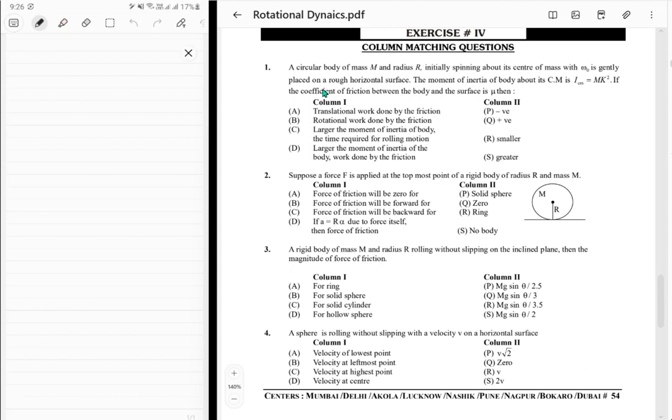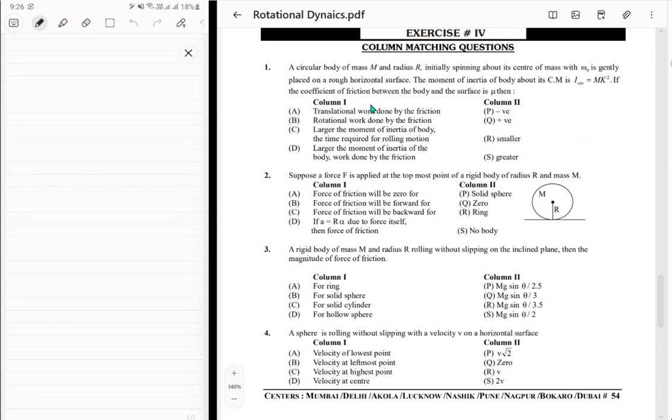First question. A circular body of mass m, radius r, initially spinning about its center of mass with omega naught, is gently placed on a rough horizontal surface. The moment of inertia of the body about its center of mass is mk squared. So mass m, radius r. Wait, mk squared. Why is this k squared right there? Okay, whatever.